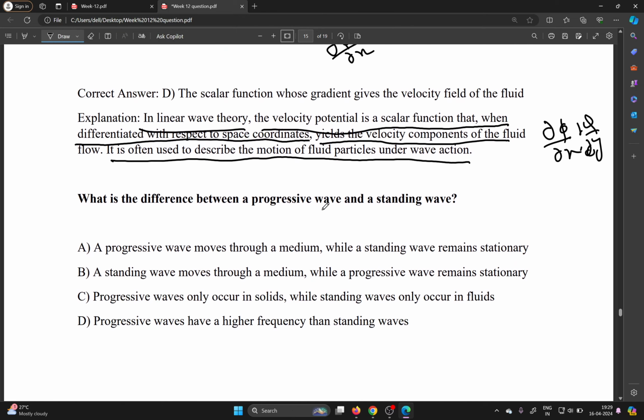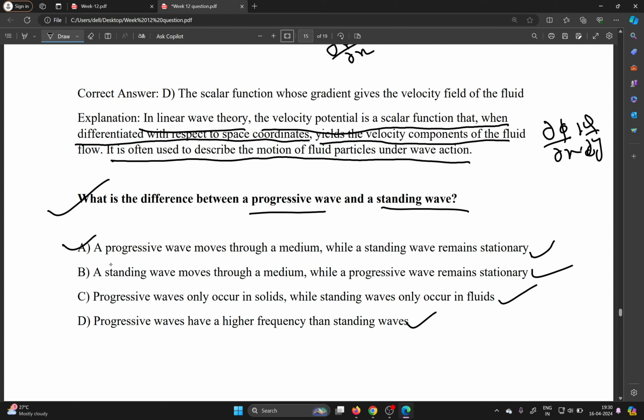Remember always. So what is the difference between a progressive wave and a standing wave? It is also very easy. Option A: a progressive wave moves through a medium, while a standing wave remains stationary. Option B: a standing wave moves through a medium while a progressive wave remains stationary. Option C: the progressive wave only occurs in solids while the standing wave only occurs in fluids. Option D: the progressive wave has higher frequency than the standing wave.